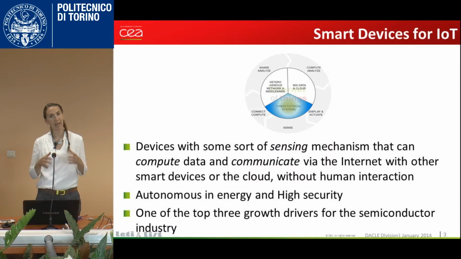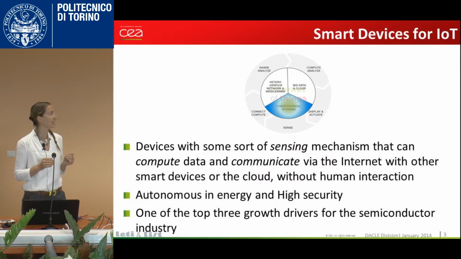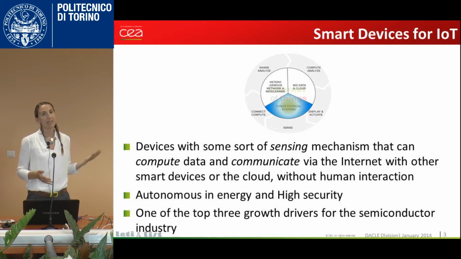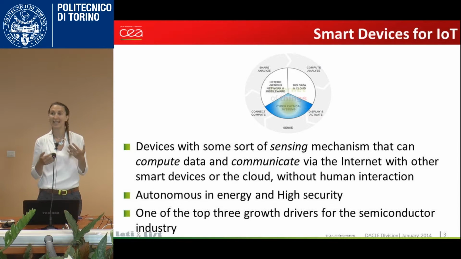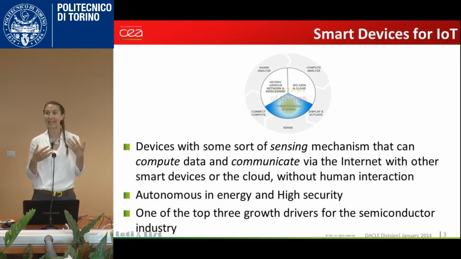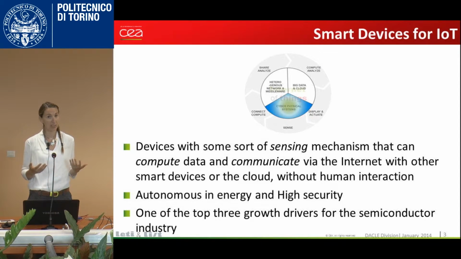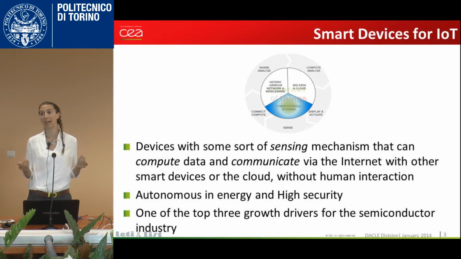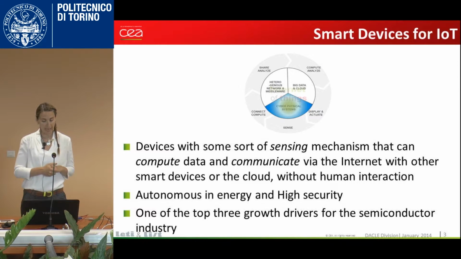If we have a look at smart devices, they are a sub-part of the cyber-physical systems. I would like here to give a kind of definition of those smart devices. They are devices with some sort of sensing mechanism inside. This is really the main characteristic of a smart device. It can compute data, and it is able to communicate via the internet, with other smart devices, or to the cloud, possibly without any human interaction, because you never know where the smart device is and how you can interact with and use it.